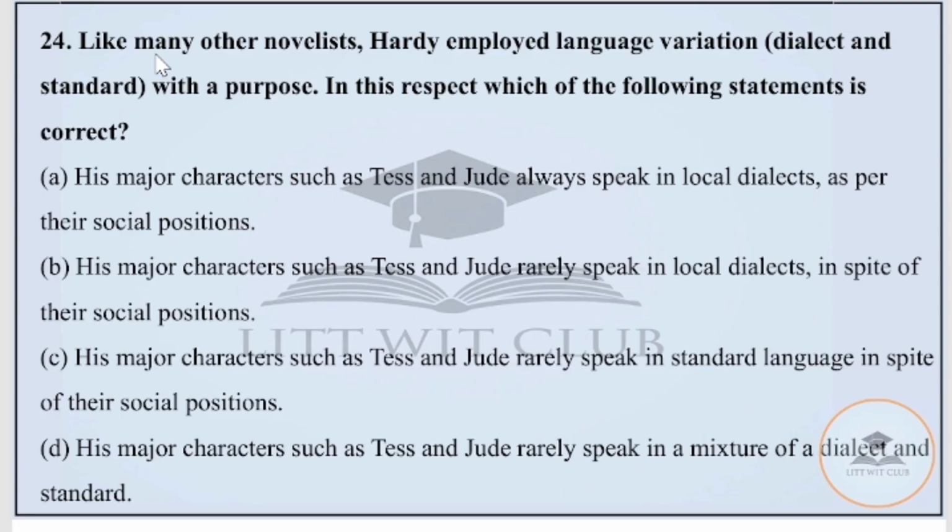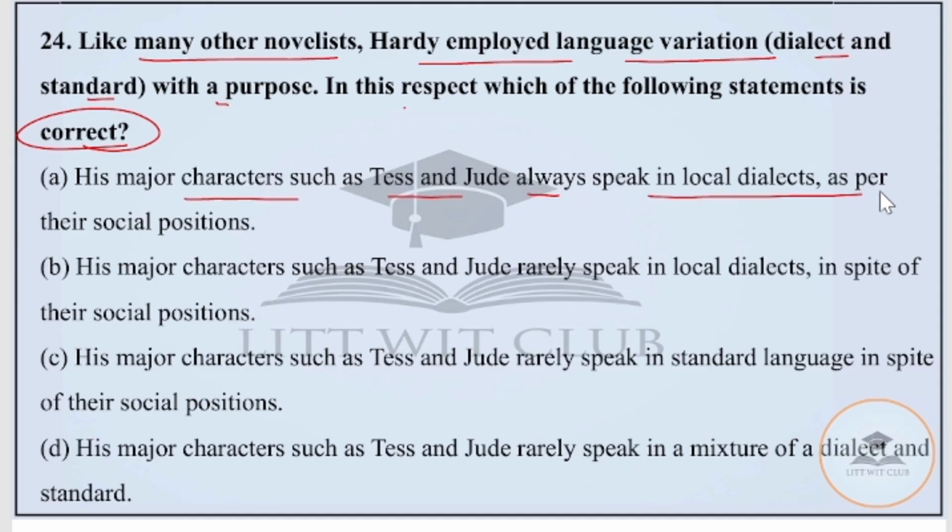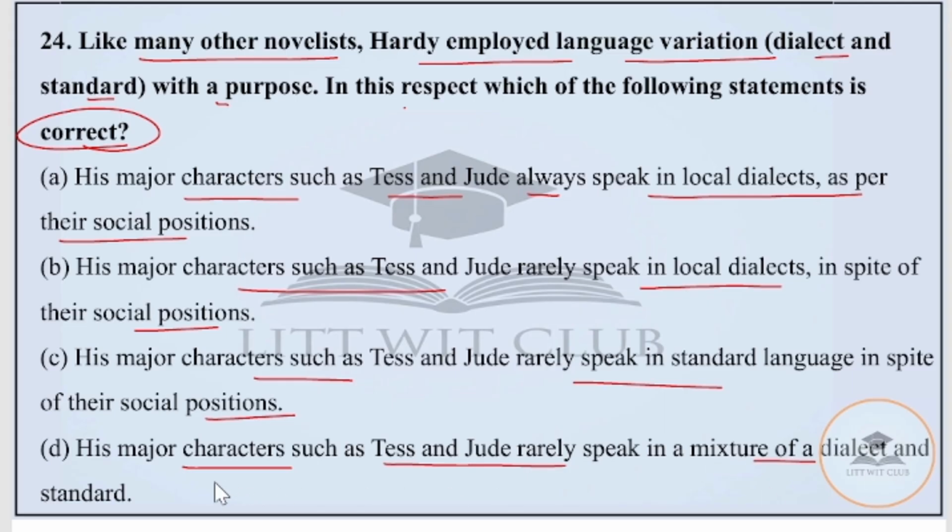Question number 24. Like many other novelists, Hardy employed language variation, that is dialect and standard, with a purpose. In this respect, which of the following statements is correct? Option A: his major characters such as Tess and Jude always speak in local dialects as per their social positions. Option B: his major characters such as Tess and Jude rarely speak in local dialects in spite of their social positions. Or option C: his major characters such as Tess and Jude rarely speak in standard language in spite of their social positions. Or option D: his major characters such as Tess and Jude rarely speak in a mixture of dialect and standard. And the correct option is option number B. That is, his major characters such as Tess and Jude rarely speak in local dialects in spite of their social positions.